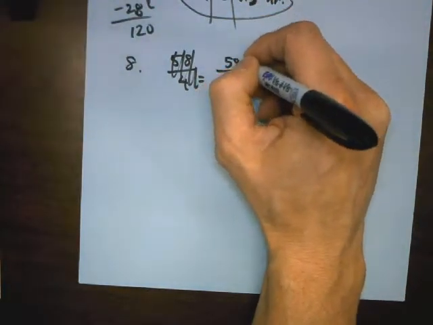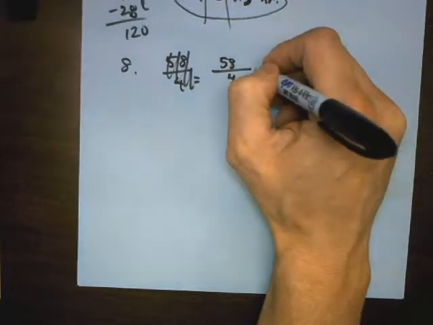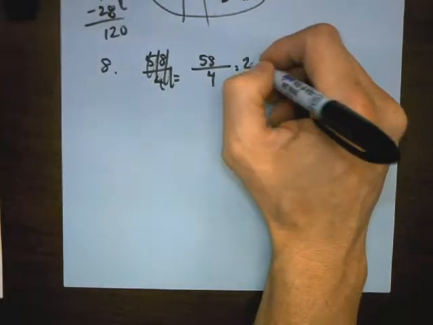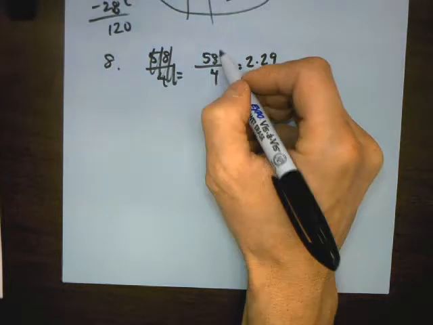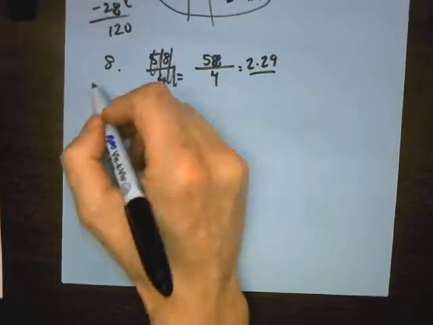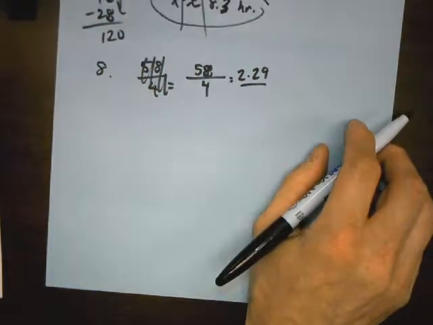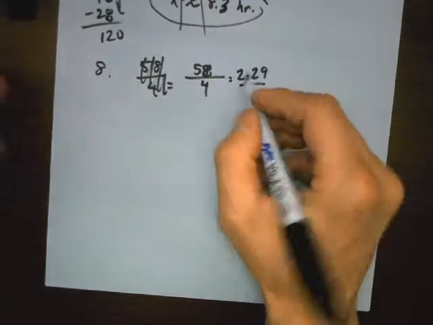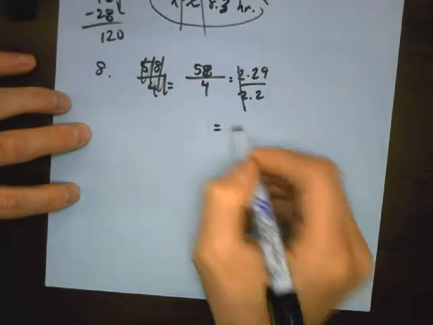Go figure. Got 58 on the top, 4 on the bottom. Okay, 58 is going to be 2 times 29. And I know that because it's even, right? So I know 2 goes into it, so I go over here and divide 58 by 2 to get 29. On the bottom, I have 4, which is 2 times 2. Cross out my 2s.